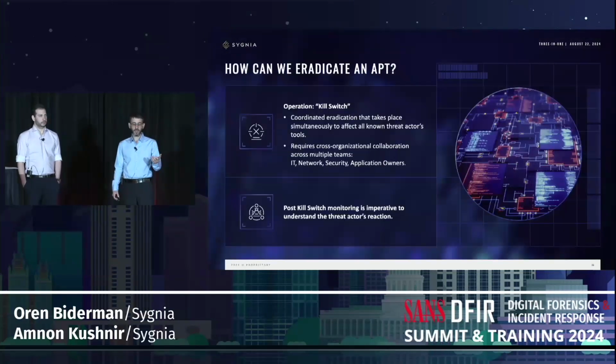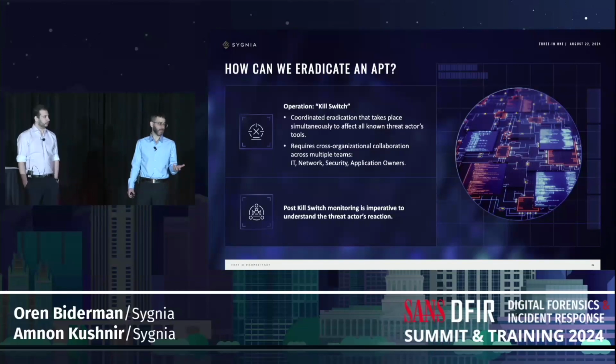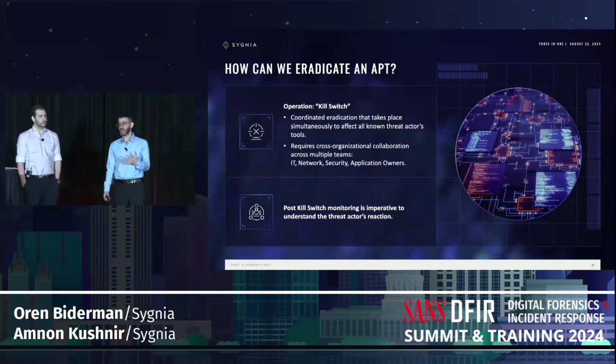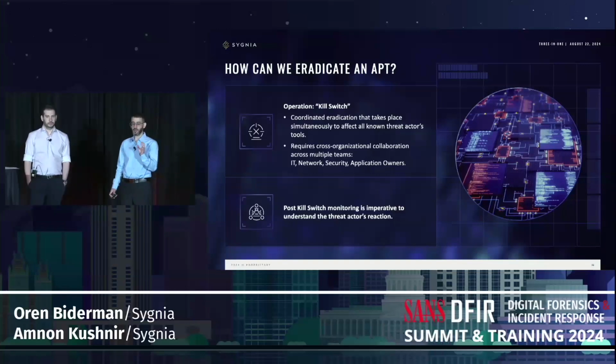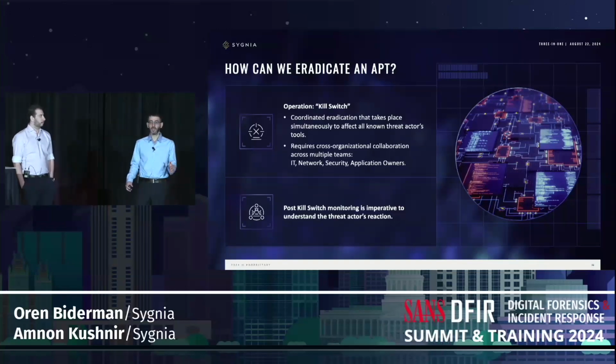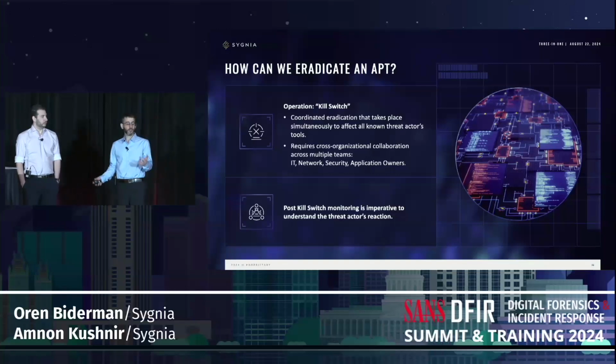So we investigated Velvet Ant, we understood how they work, and now we want to kick them out of the network. But how do you eradicate an APT? We usually take the kill switch approach. Kill switch means a coordinated eradication that takes place simultaneously. It's a big event.